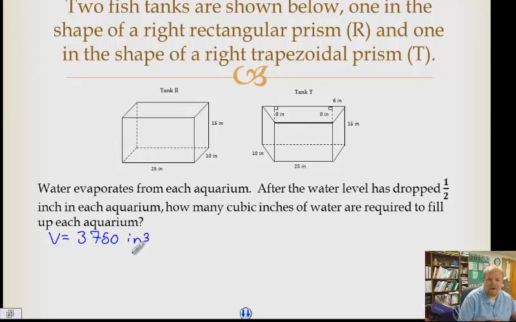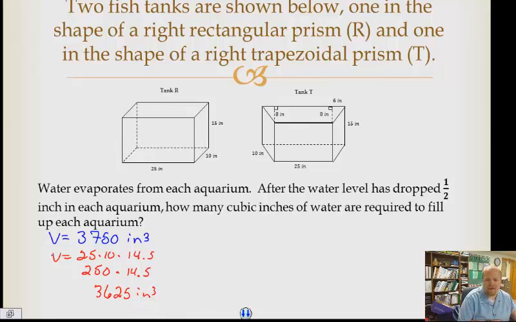Now I need to find if I take off a half of an inch. So I'm going to go volume equals area of my base, which is 25 times 10, times now 14 and a half, because I reduced it by a half of an inch. So this is still 250 times 14 and a half. This is now going to equal 3,625 cubic inches. Okay.